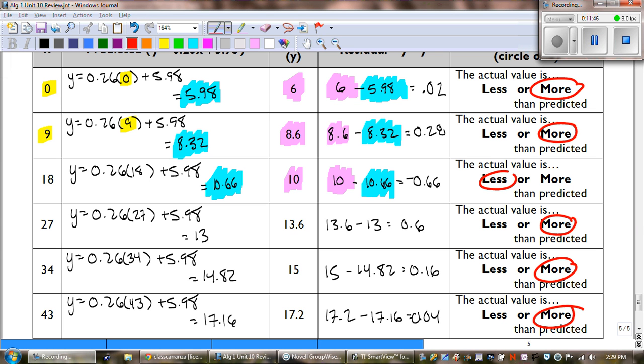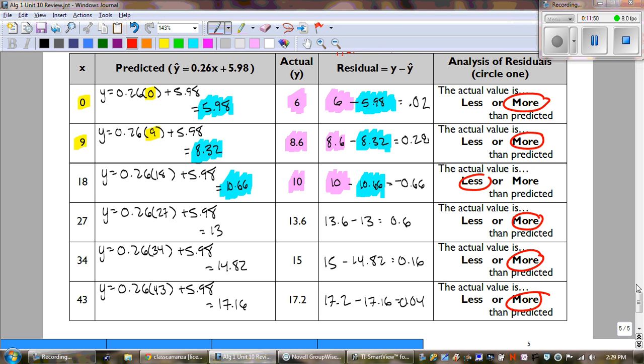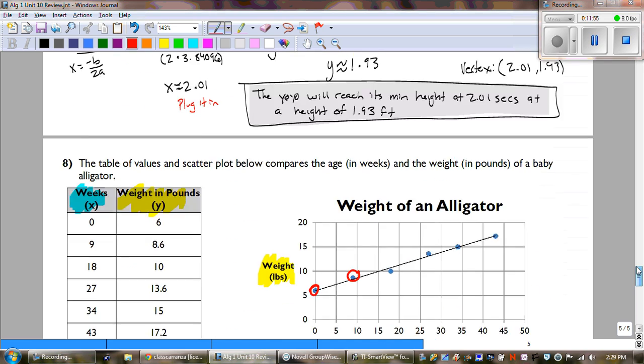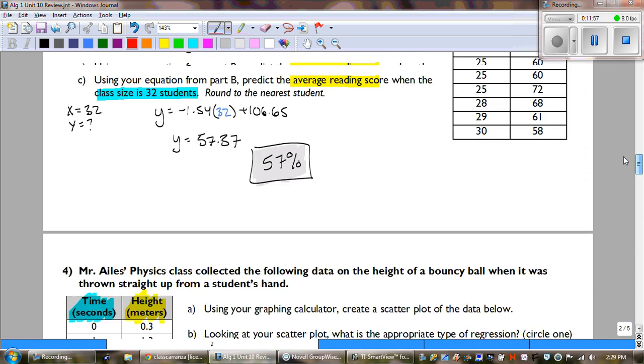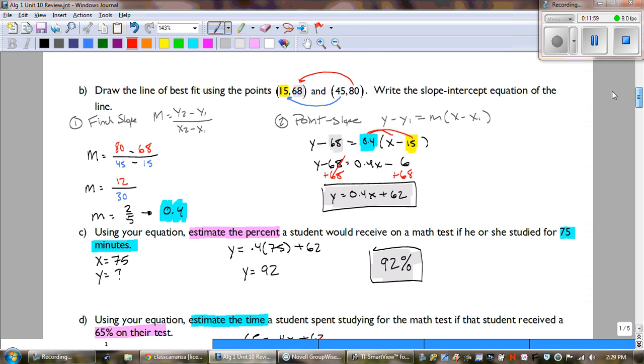Now, that is it for all of Algebra 1 Unit 10 review. Your test is next. So if you have any questions on anything from this chapter, make sure you come in for help.